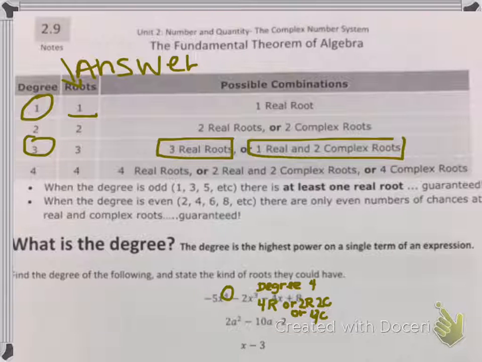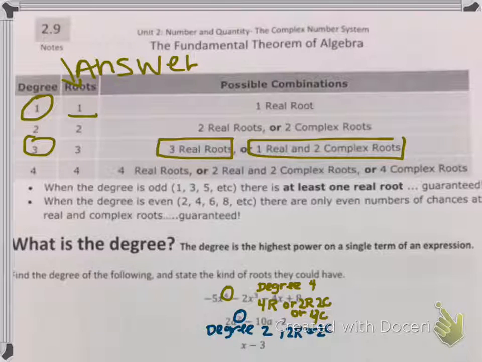All right, let's go to the next problem. The degree is 2 because it's the highest power. And then I'm going to go back up to my chart and see what kinds of solutions I could have. I could have 2 real, or I could have 2 complex. Those are my only choices.